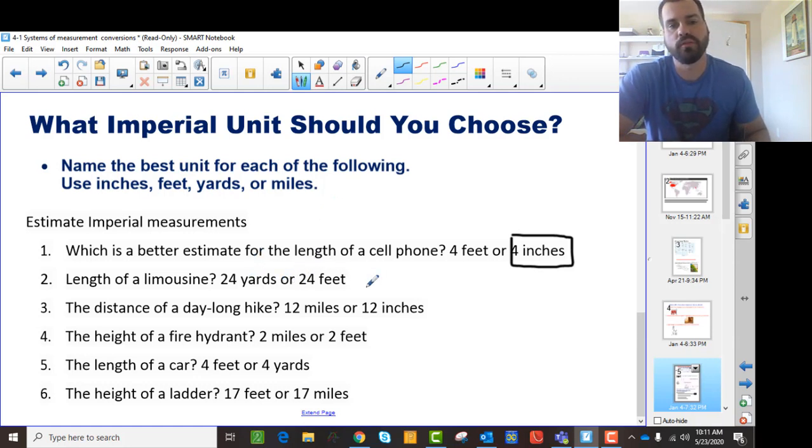Okay, so you're looking at 24 feet is probably a more accurate representation.